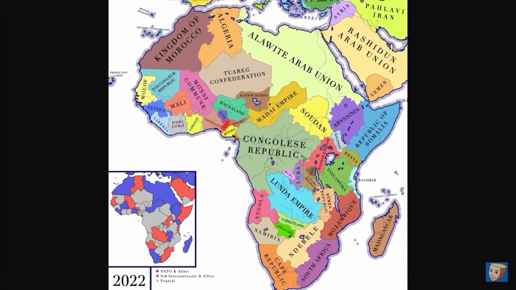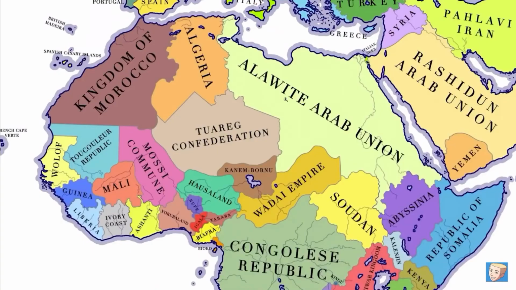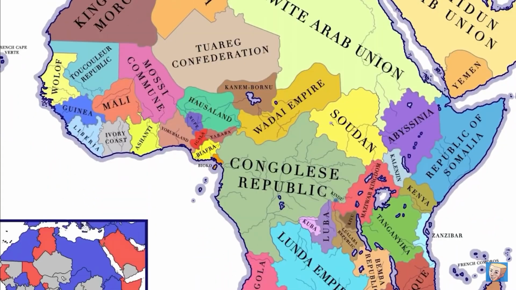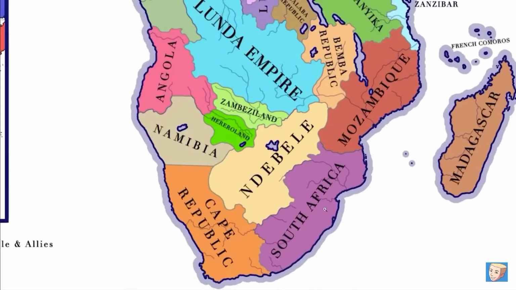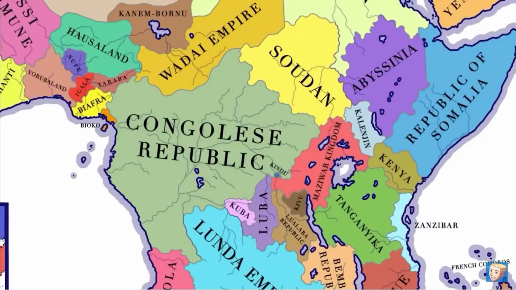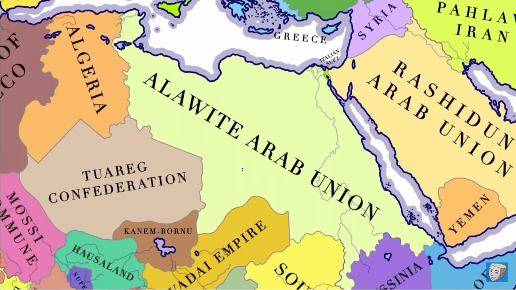Finally, it's 2022, and there seems to be still kind of a Cold War going on. Now, most of the Europeans have left this continent finally. I'm sure they've left a pretty big impact, though. The former Dutch colony became South Africa, and this is the Cape Republic. I don't know, formerly British. Got a big old Congo going on right here. And then there's an Arab Union as well.